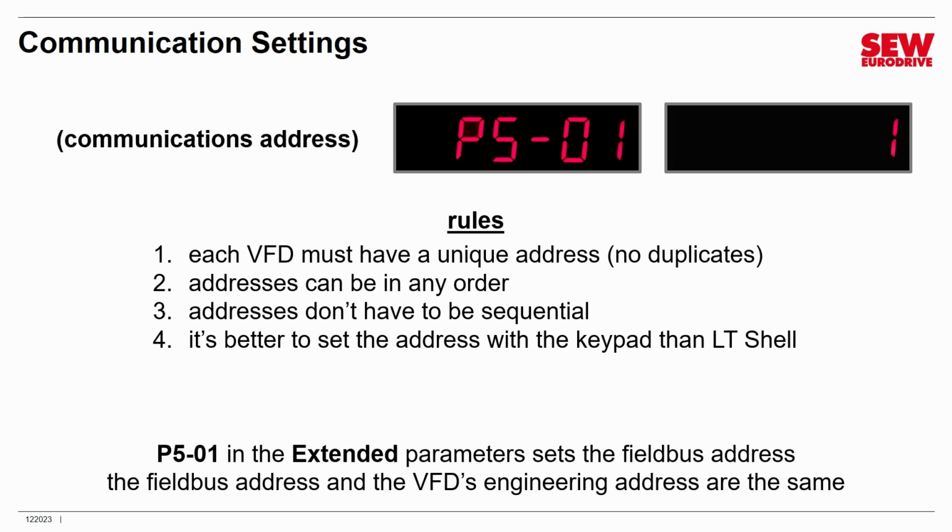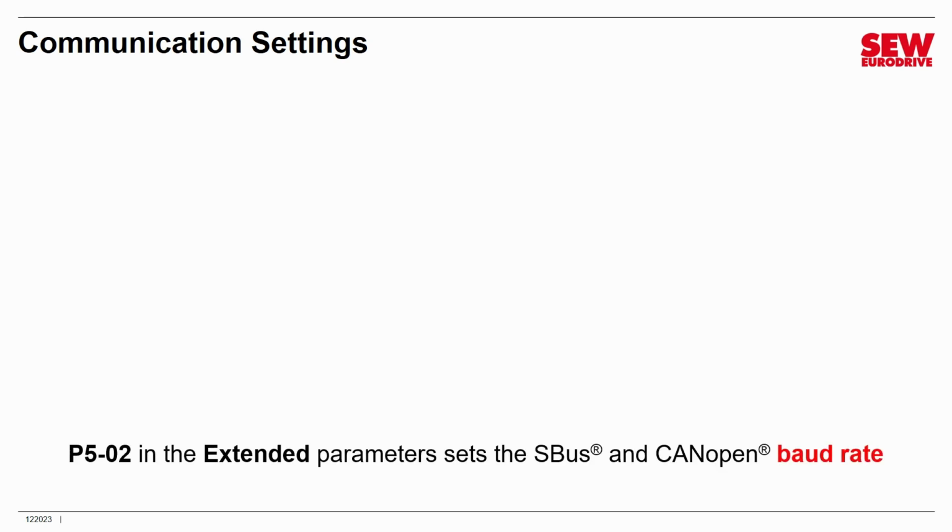That's kind of a nuisance, so I recommend you just go into the keypad and set the address there directly. All right, once you've set the address, you need to do a few other things. You need to set what's called the baud rate. That is the rate at which the VFD and the controller communicate with each other, the number of bits per second that go flying over the Fieldbus.